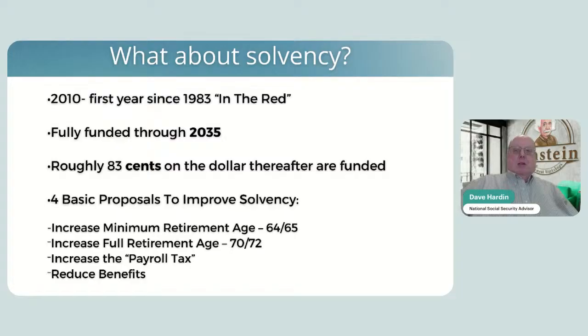Why haven't they done that? Nobody knows. Nobody knows. But whatever it is, they're going to eventually do it. And here's the last one: reduce benefits. Yeah, we'll just pay everybody 25% less, except they can't do that.